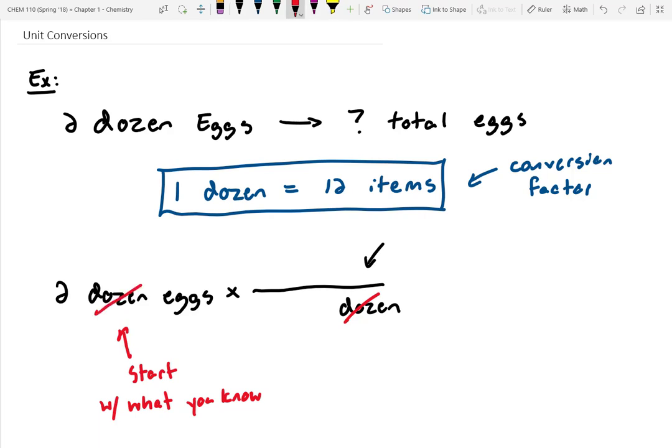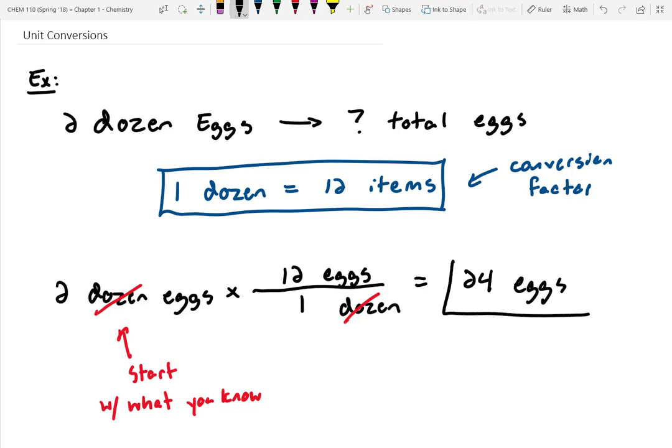Okay, so we can do that, and then we can say, all right, there are 12 eggs in 1 dozen, right? So when we do this, we cancel out dozen. That gives us 24 eggs, right? Do we have to worry about sig figs here? What do you guys think? No. Why not? Because we already have 2 digits.